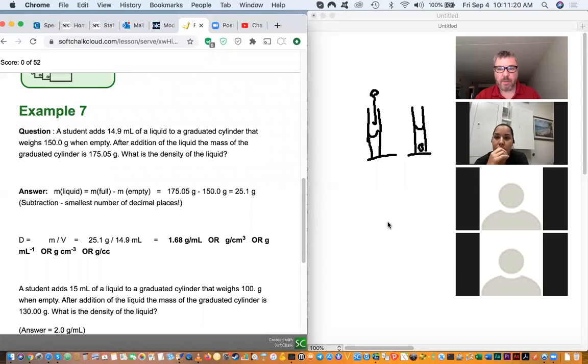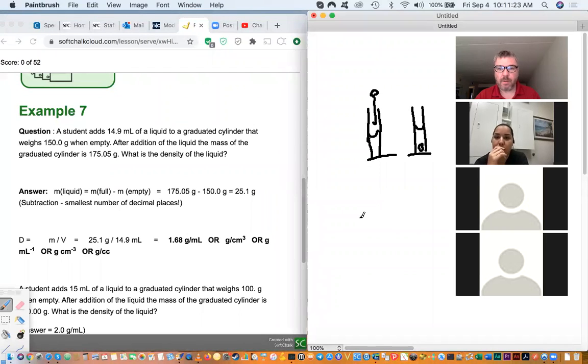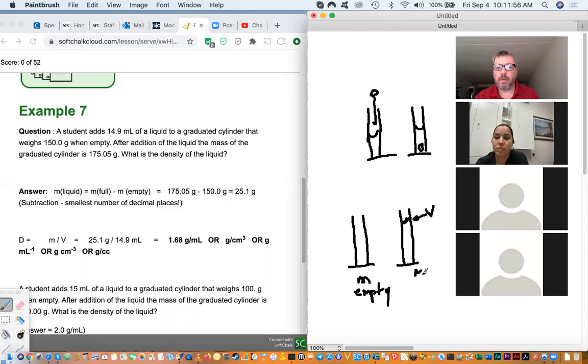So what we're doing here is we're finding the density of a liquid. The idea is that we have a graduated cylinder, and then we put some liquid in it. And we know how much liquid we put in it because we have a certain volume. And we also know what the mass of this empty was, M empty. And this would be M full.